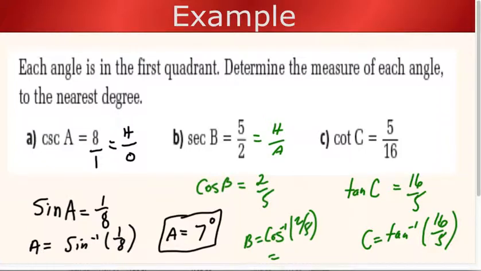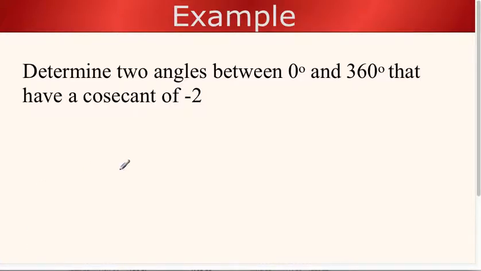We got one more set of questions to do here, which is another type of question that we've been asking before. Now if I extend my angles past 90 degrees, I look at the full circle here. We've got 0 to 360 degrees. I've got to figure out two angles between 0 and 360 that have a cosecant of -2.